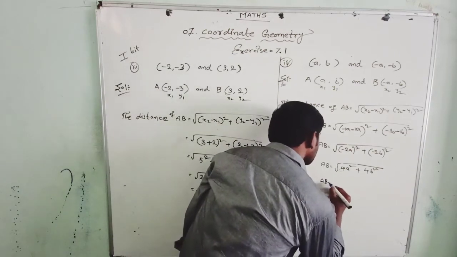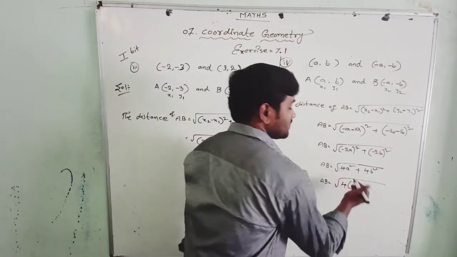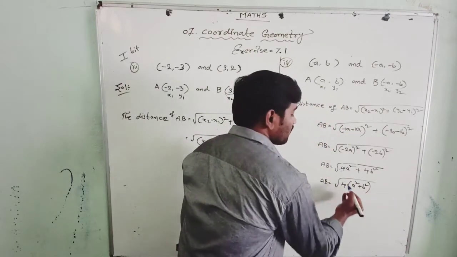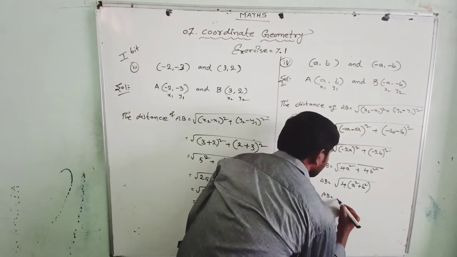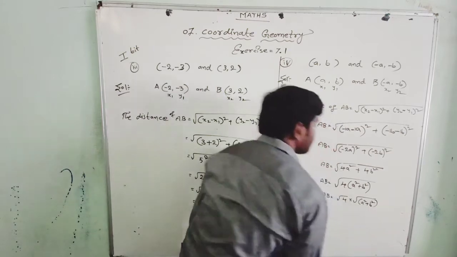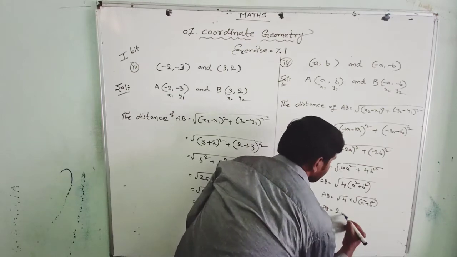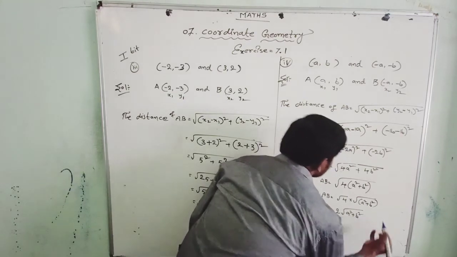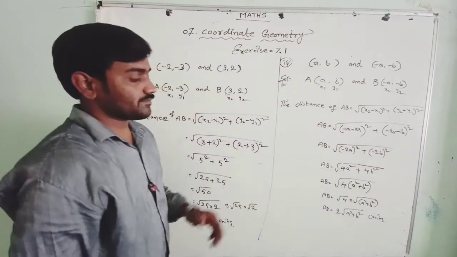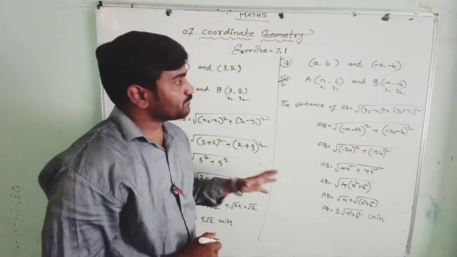From this, if you observe clearly, children, see, 4 you can take out as a common factor. 4 is the same in this. So what is left? a square plus b square is left. So under root of 4 can be written as AB equals root 4 into root a square plus b square. AB equals root 4 value is 2, 2 under root of a square plus b square units. The distance you always have to show in units. The distance now is 2 under root of a square plus b square.